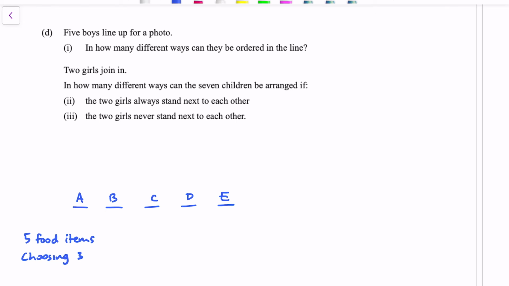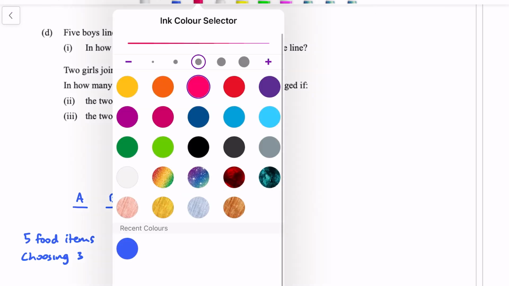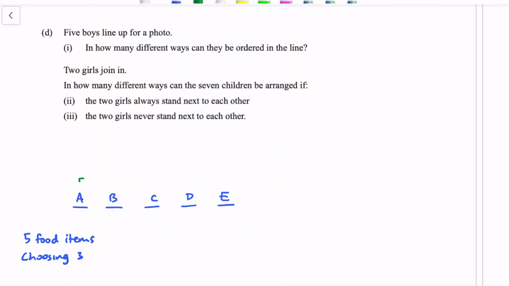Okay, so first up, there are 5 different food items you could pick in the first go, because you could pick A, B, C, D, or E. And there's 4 ways of picking the second, there's 3 ways of picking the third, 2 ways of picking the fourth, and 1 way of picking the last. But we're not actually picking those ones. So 5 times 4 times 3 is the number of ways that we can pick 3 items out of 5.